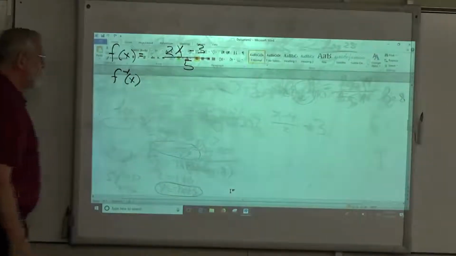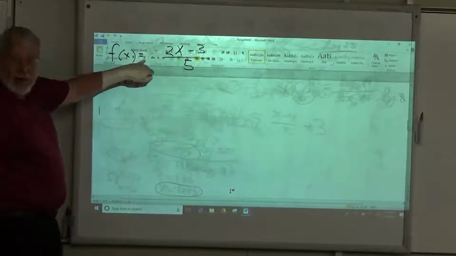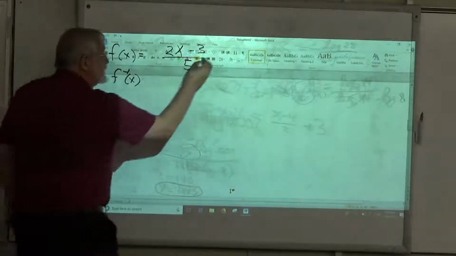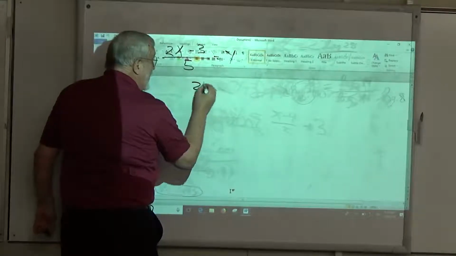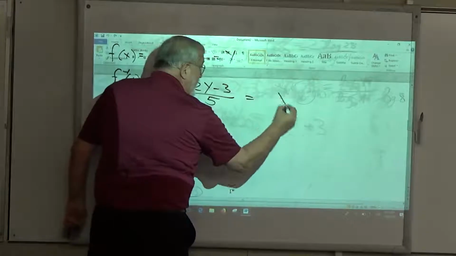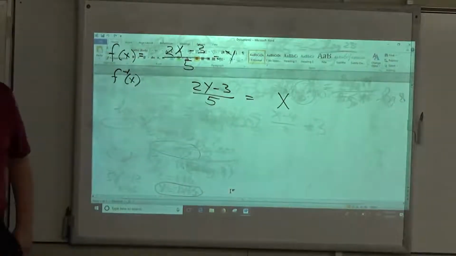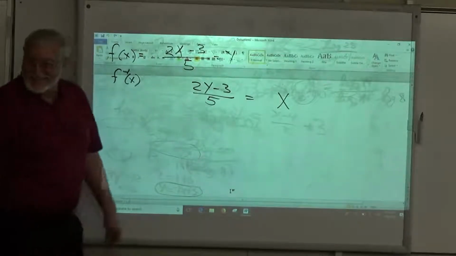Okay, what I want to know is what's the inverse of that? So, this is y, right? This says equals y. So I'm going to change the x and the y and say 2y minus 3 divided by 5 equals x. That's the first step. You missed it. I'm going to spell it again. And you missed it because you were actually right.